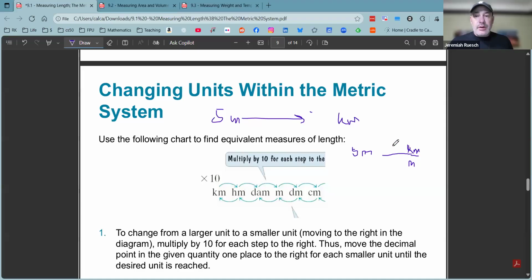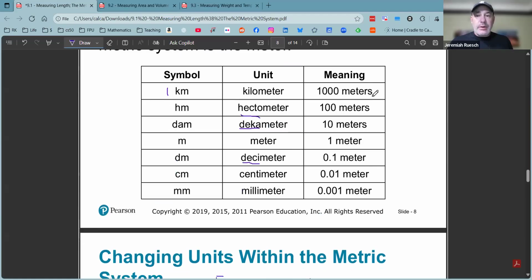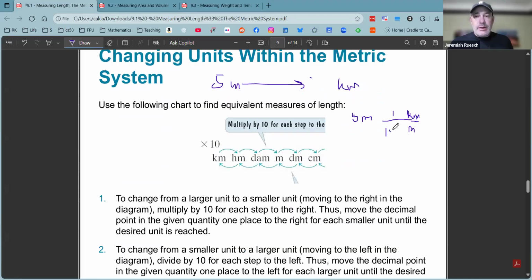Okay, so for every 1 kilometer, there are 1,000 meters. Instead of writing 1,000, I'm going to write 10 to the third, just to not make a bunch of crazy zeros. So 10 to the third is 1,000. And so I'm going to have 5 times 1. Notice that the meters cancel out here, and I'm left with 5 over 1,000. So this is in kilometers. You can see I could reduce this, but that's a really small kilometer, right? That's because I only have 5 meters, so it's a very small kilometer.